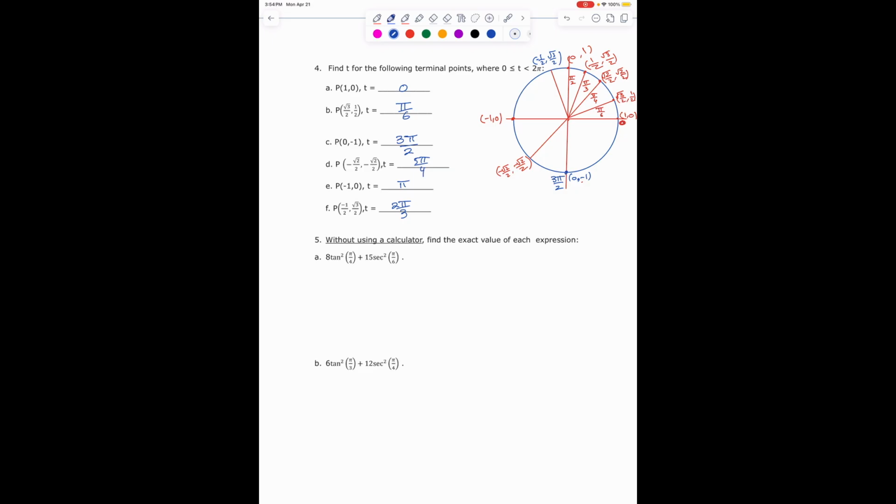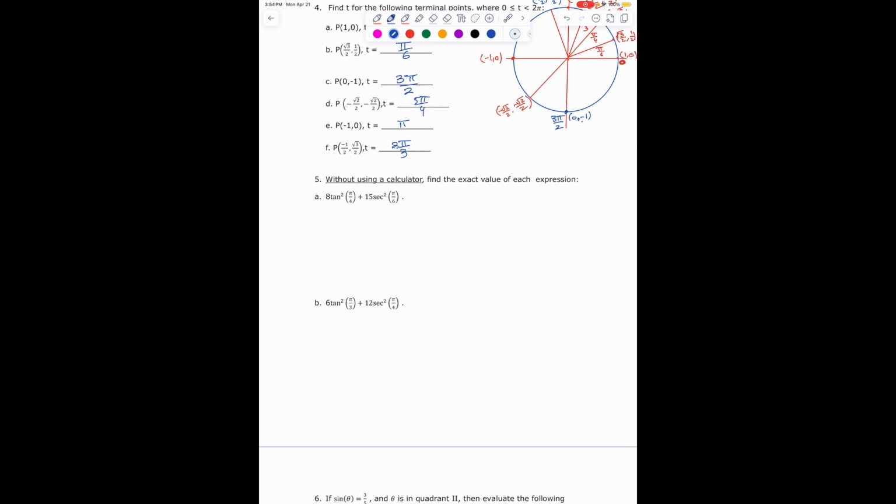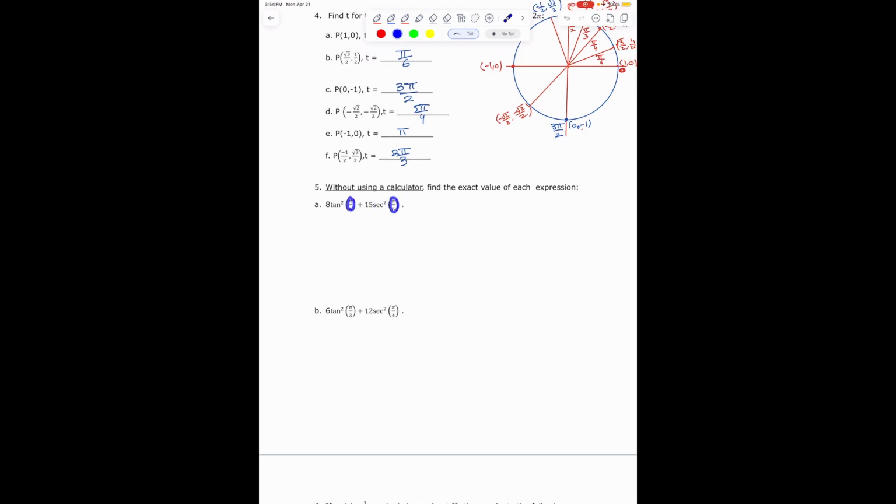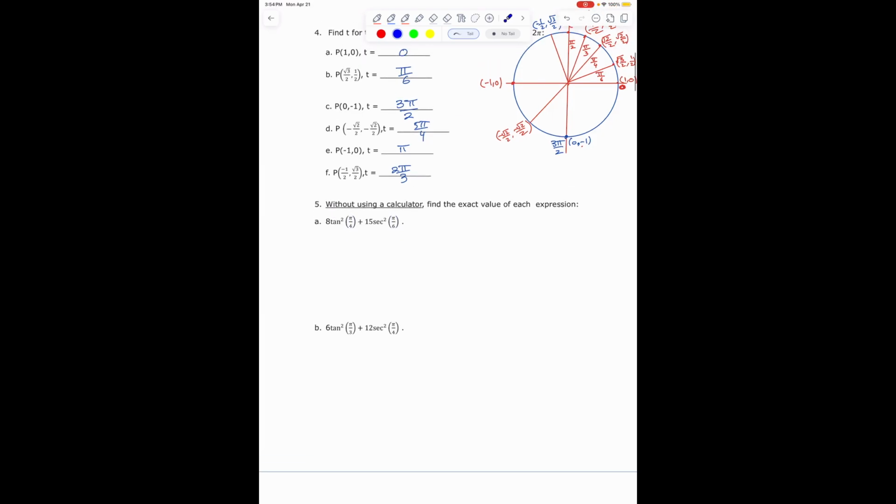Or you can figure out the rest, and then all you need to do is just to match the points to the angles. Next, without using a calculator, find the exact value of each expression. So notice how the first expression here, tangent square of pi over 4, is a number, and so is secant square of pi over 6, because these are actual angles.